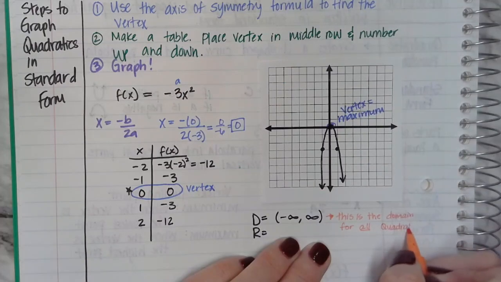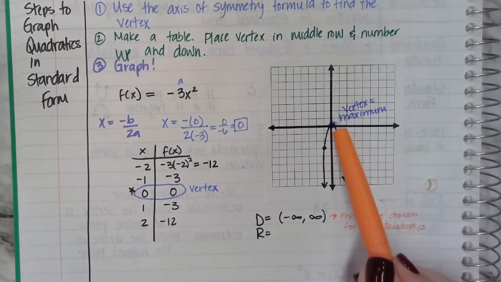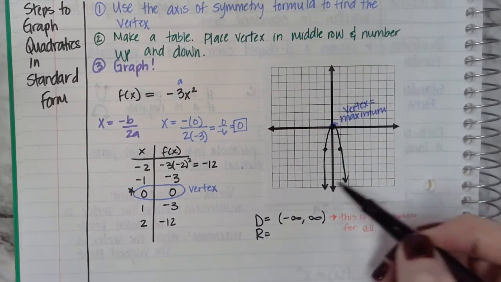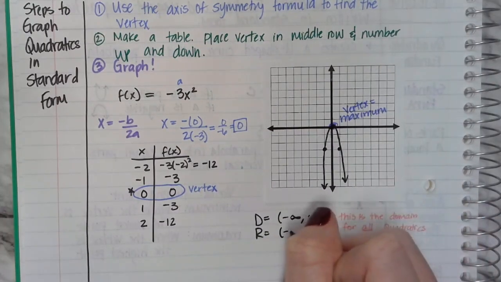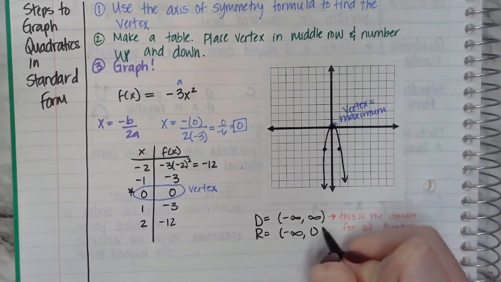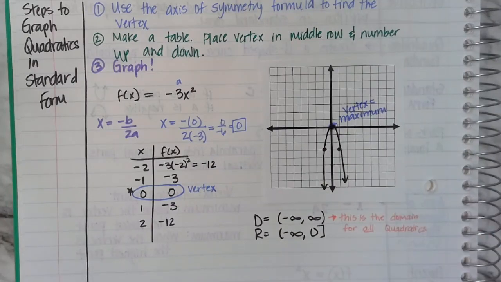Now that is not true for the range. The range will change based on where your vertex is and based on whether your U shape is up or down. So again, range is bottom to top. On the bottom, I see arrows pointing down, so we have negative infinity. And now what's my highest point? My highest point is 0. And I'm going to put a bracket because 0 is a part of this function.